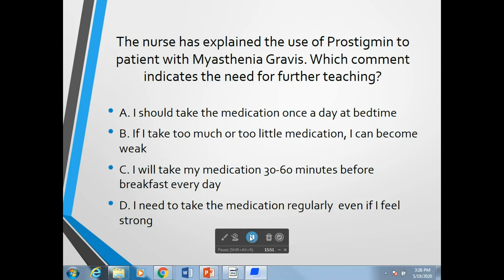A, I should take the medication once a day at bedtime. B, if I take too much or too little medication, I can become weak. C, I will take my medication 30 to 60 minutes before breakfast every day. Or D, I need to take the medication regularly even if I feel strong.